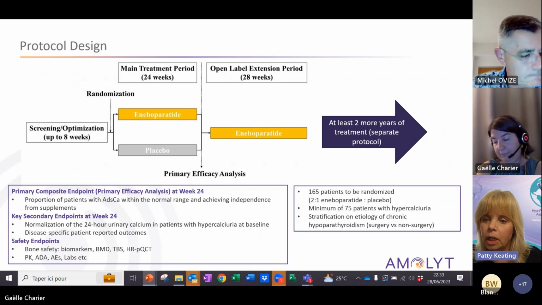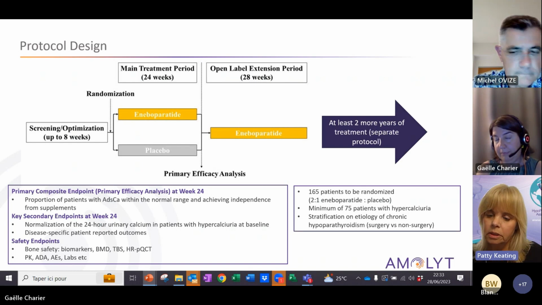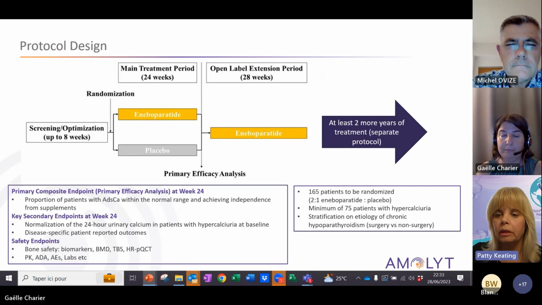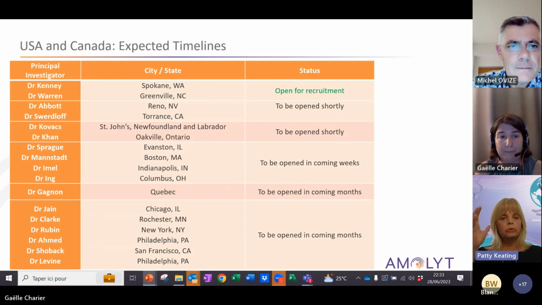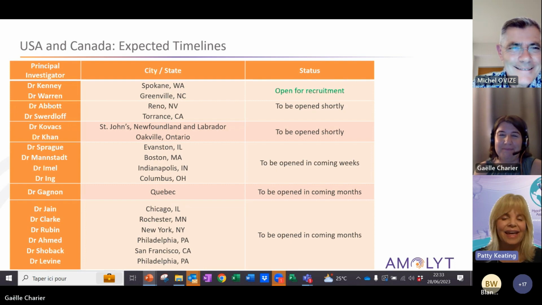Okay. Let's see. What is the opening time lag between Boston and, I'm sorry, I just lost it. It's in the chat there. So you currently have Spokane and Greenville open. You have 165 patients that will join. What would be the lag time in between? What if there's 165 in Washington? How does that work from a patient perspective?